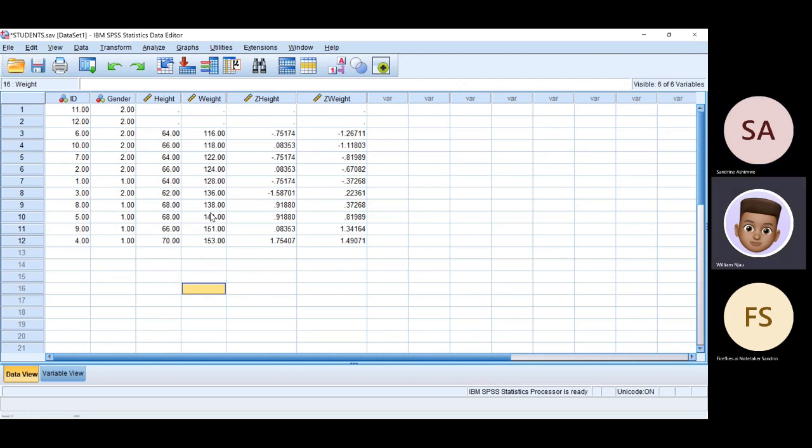Now that 0.574, that is the correlation, the R value.